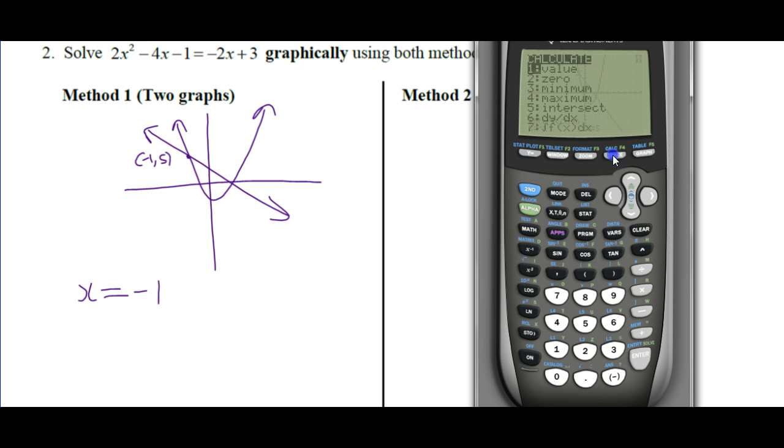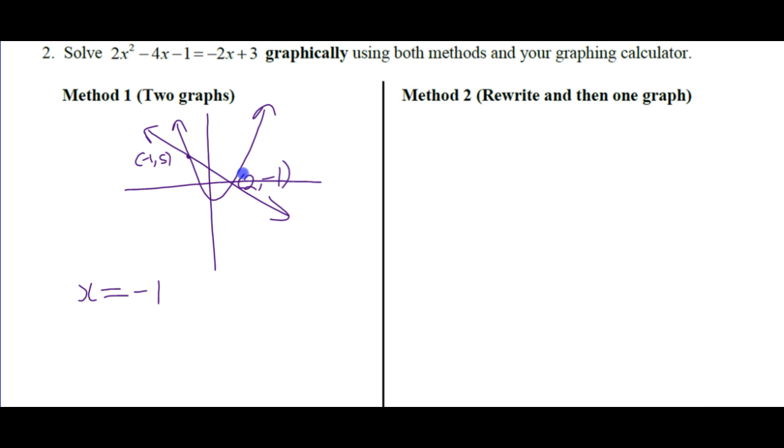And second, calc intersect. And pop back around to the other. Get close. Enter 3 times. And we've got 2 and negative 1, right? 2 comma negative 1. So x equals negative 1, x equals 2. Okay. Those are the 2 values of x that make this true.